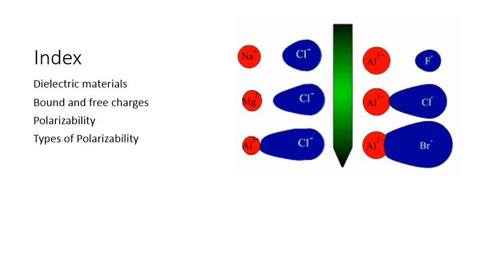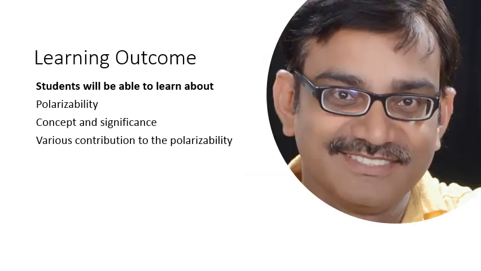The student will be able to learn various types like electronic polarization, ionic polarization, rotational polarization, and the polarizability associated with these. As we know, polarizability is the property of materials. We'll be able to learn about polarizability and its types.